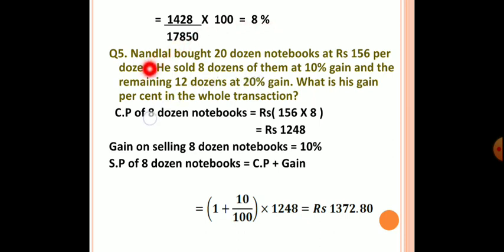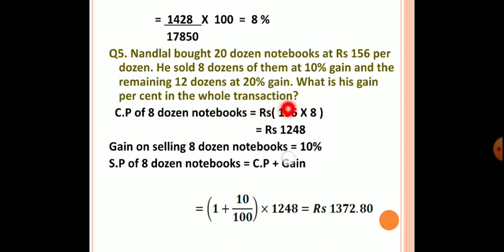Question number 5. Nandalal bought 20 dozen notebooks at rupees 156 per dozen. He sold 8 dozens of them at 10% gain and the remaining 12 dozens at 20% gain. What is his gain percent in the whole transaction?